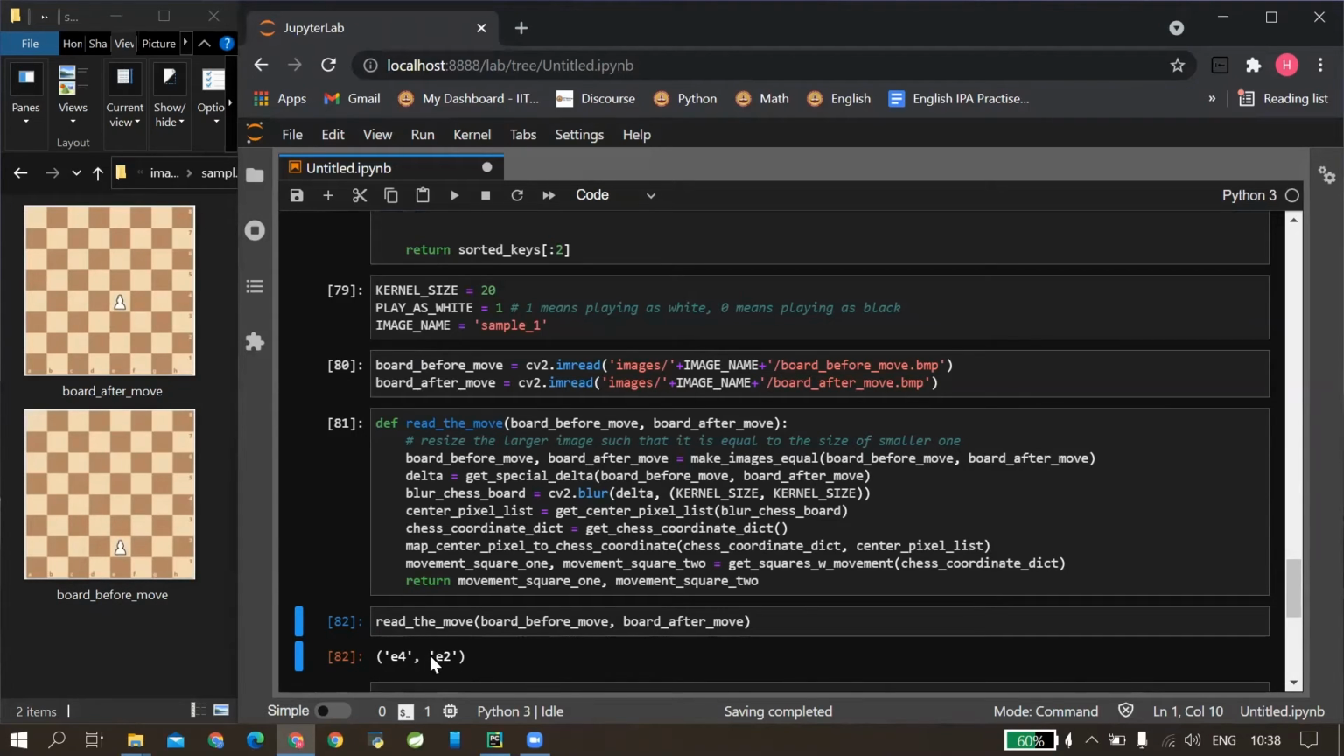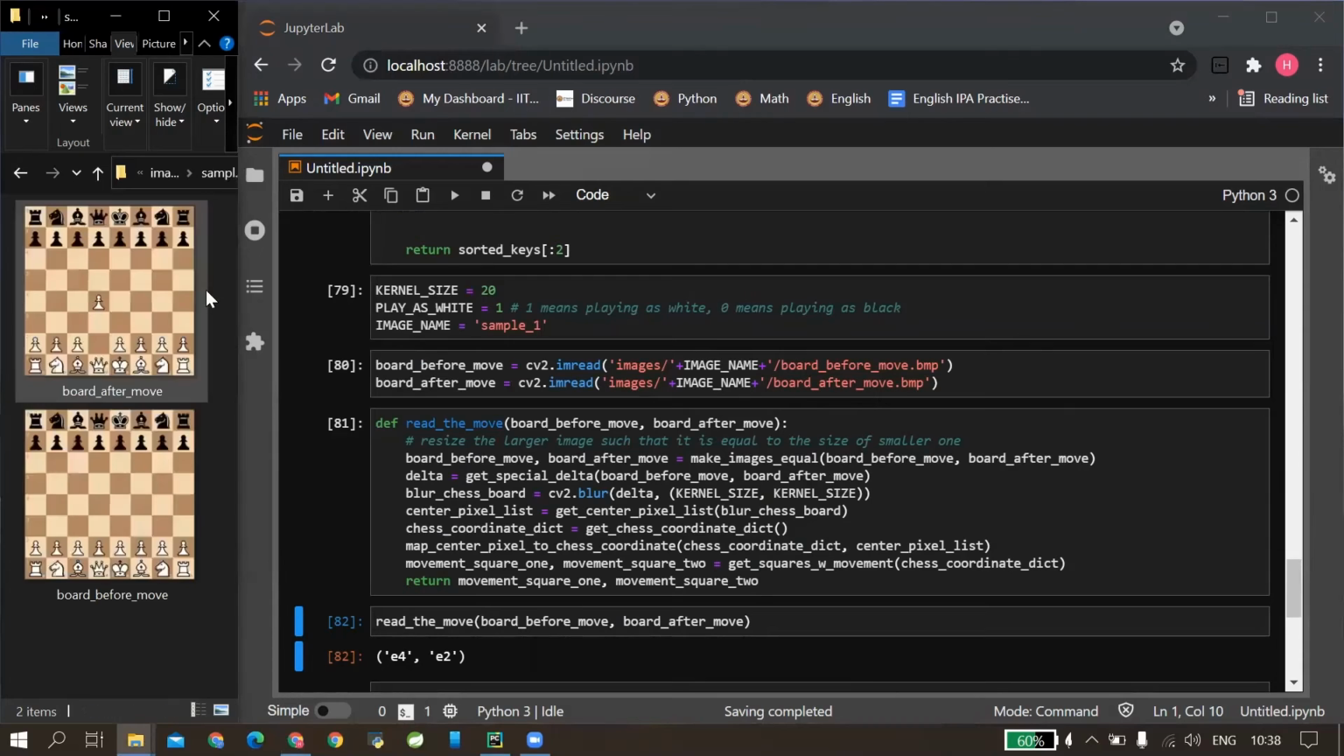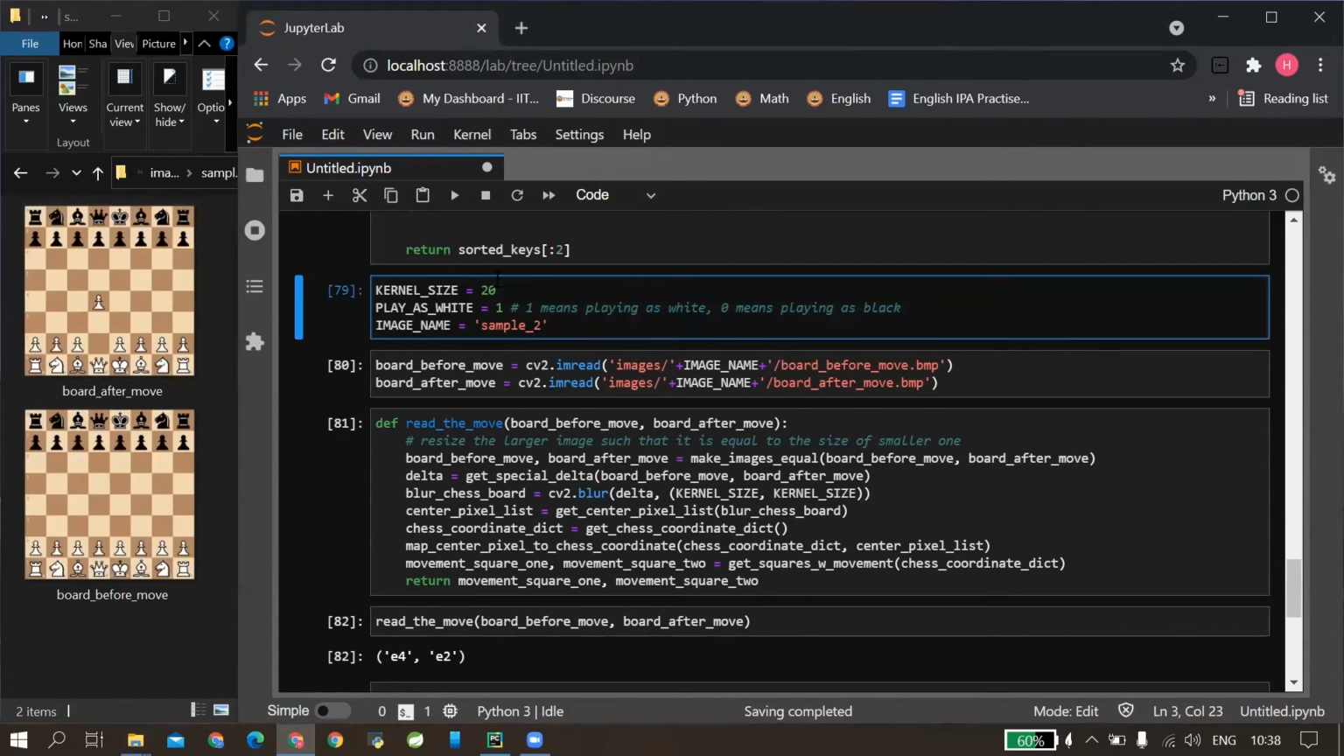So it's actually just giving a collection of two movement squares. It isn't really giving the direction. So that is something that I would include as a future scope for my project. For now, I will just go ahead and run a few other samples. And I'm playing as white.